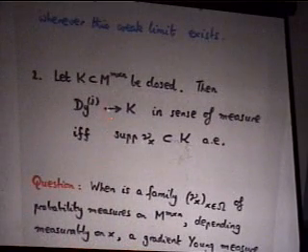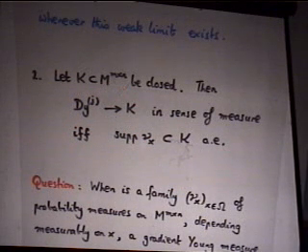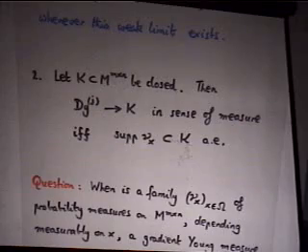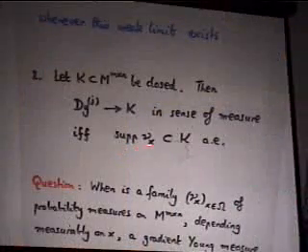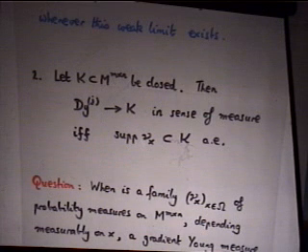The second point, which is very intuitive, is that suppose that K is a closed subset of matrices, then dy_j tends to K in the sense of measure. That means if I put any open neighborhood around K, then the Lebesgue measure of the set of points where dy_j is outside that neighborhood tends to 0 as j goes to infinity, if and only if the support of the Young measure is included in K almost everywhere. So the support tells you the limiting values that are taken by the sequence.